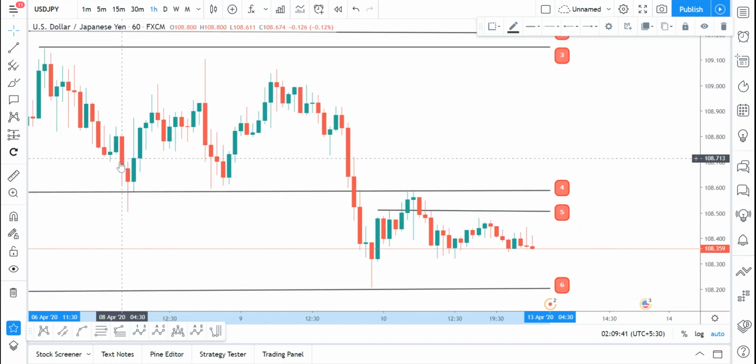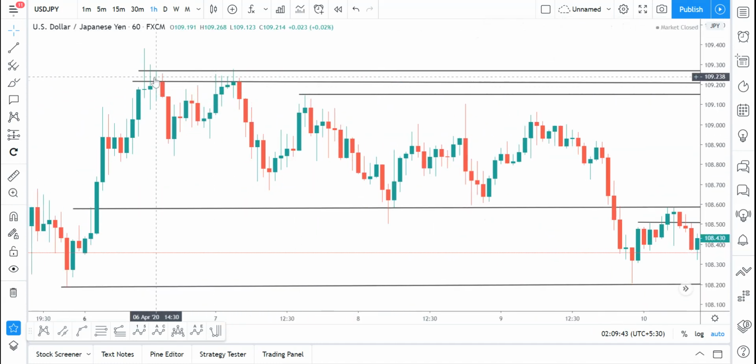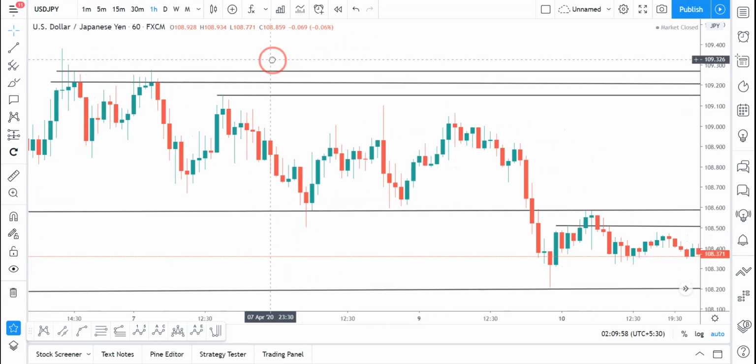Because if you zoom in here, you can see the candles are touching this line, but it is never closing above this line. So it means that the body of this candle is below this line and the close of this candle is also below this line. Okay. So this is why this is a resistance.